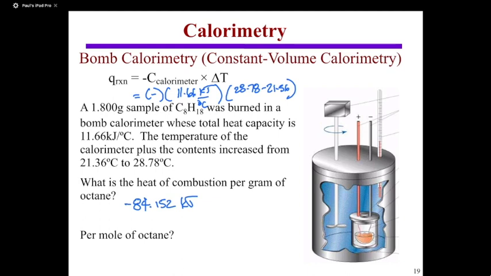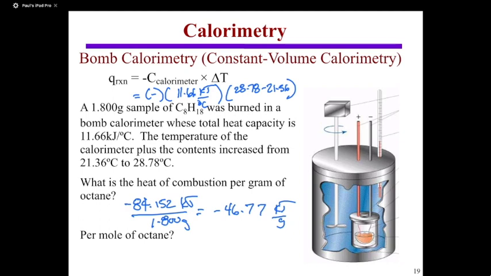That's familiar to me. All right, that's the amount of energy that came off, but it wanted it per gram, so I do this. That comes out to what? Negative 46.777. Close enough for government work. Okay. Now, if you get this value, the next question, per mole of octane.